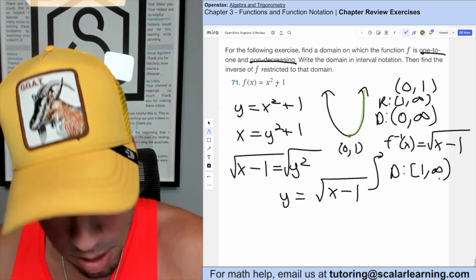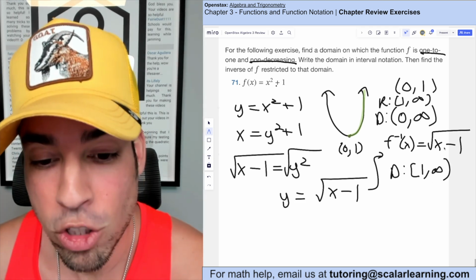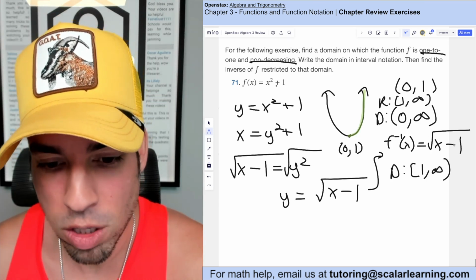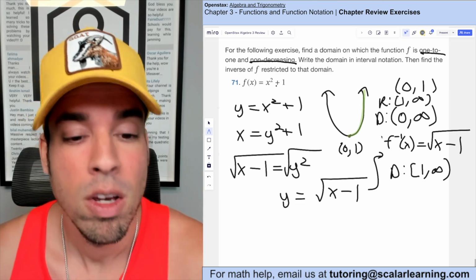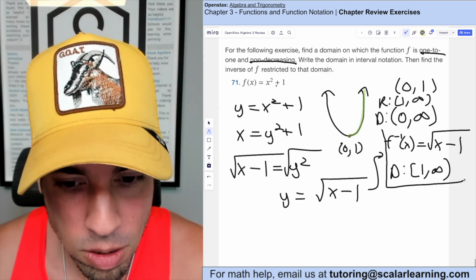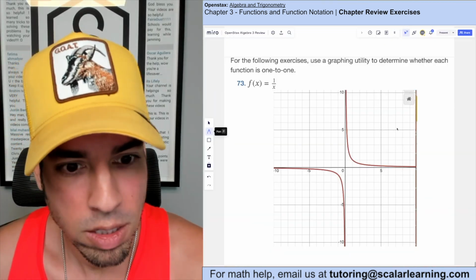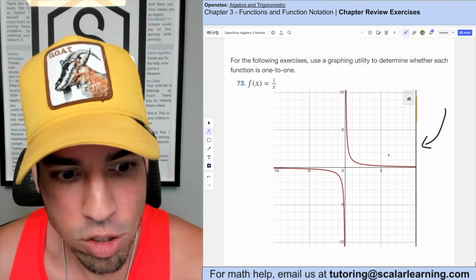And this makes a lot of sense because think about it. What you're doing is you're cutting off the values where you're going to be taking the square root of a negative, right? When you plug in 1, you get 0. Anything above that, you get a positive. So that makes perfect sense. There's your function. There's the accompanying domain. Boom, done.